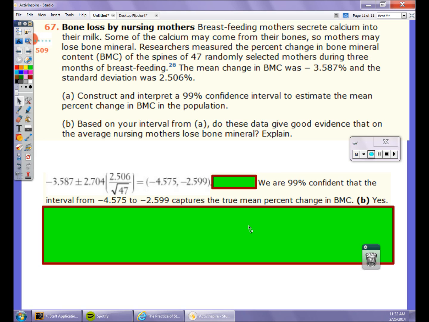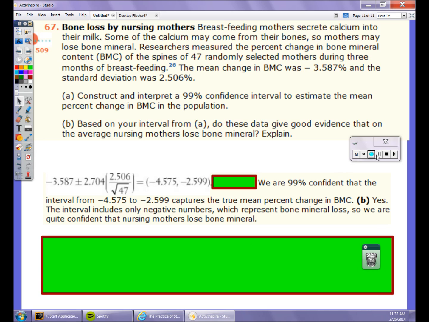Your answer for question B, do these data give good evidence? I'm going to have to say, yeah, they do give good evidence. The entire interval is only negative numbers, negative 4.5 to negative 2.6 roughly. So if it's negative, that means there was a loss. So I'm quite confident that there is some bone loss in this situation.